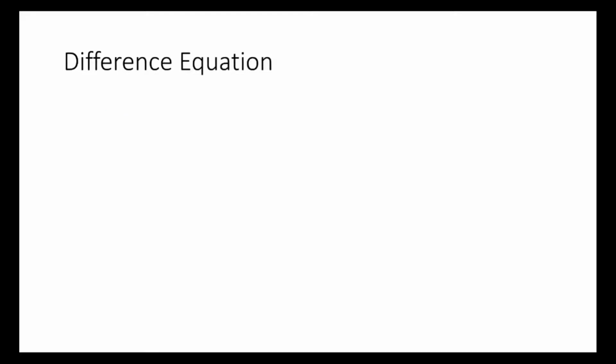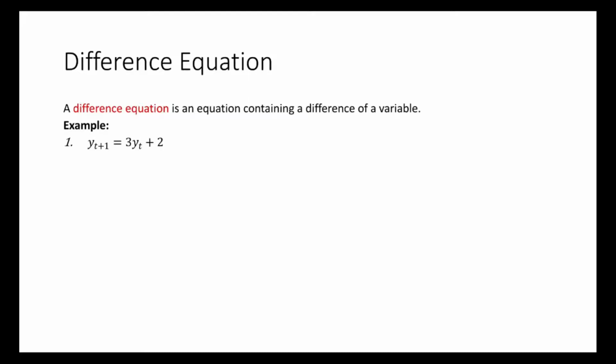Now that you know what the difference is, we can define the difference equation. What is a difference equation? It is an equation, and it has to contain a difference of a variable, so it has to contain those deltas that we have learned before. This is an example: yt plus 1 equals 3yt plus 2. There is a difference here between yt plus 1 and yt.